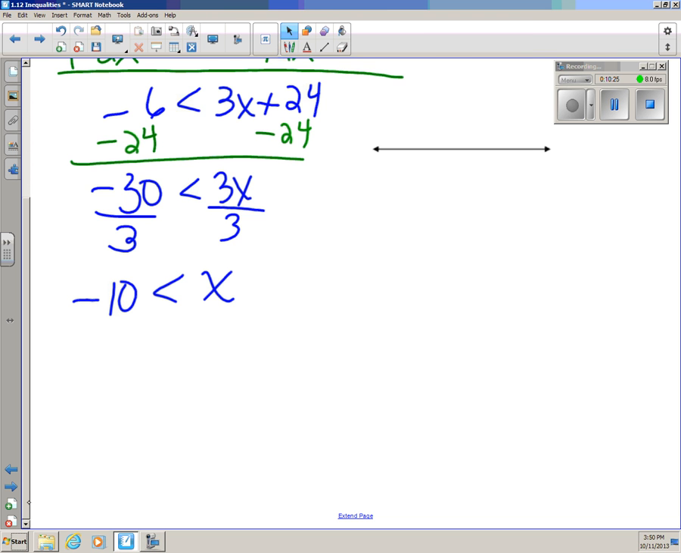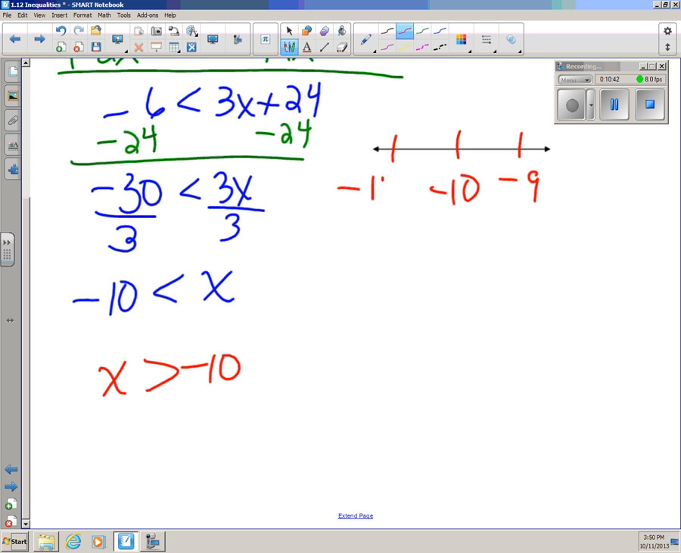But again, I want to read that from the variable first. So if negative 10 is less than x, x is more than negative 10. Remember, we're opening up to the x in either one of those solutions. Negative 10 goes in the center, negative 9 goes to the right, negative 11 goes to the left. It's an open circle, and where are their numbers more than negative 10?